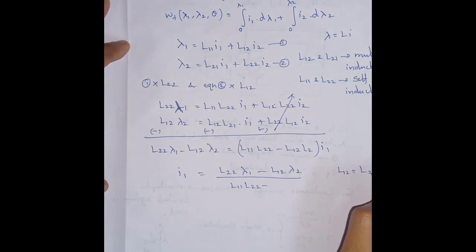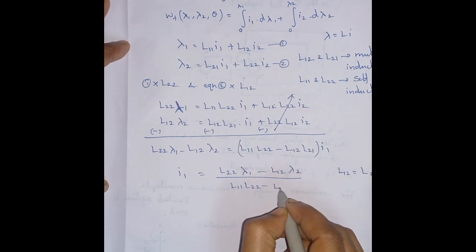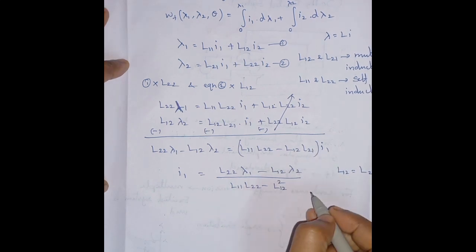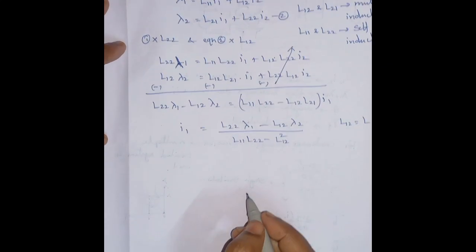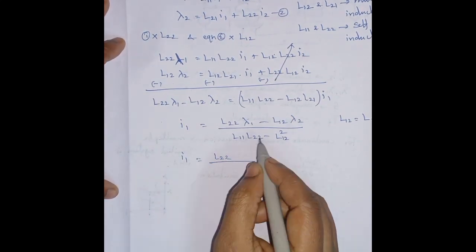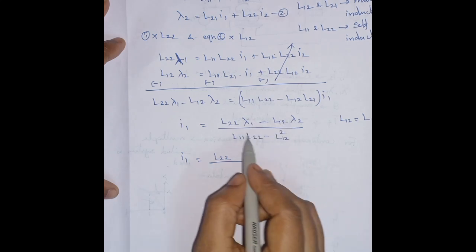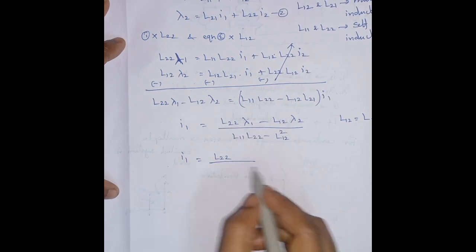So that we can take this as L12 whole square, correct? I am just still separating this one. This separate panna enna varuna L22 divided by, because I will need I1 in terms of lambda 1 and lambda 2. So what I am doing is separating the numerator and denominator.